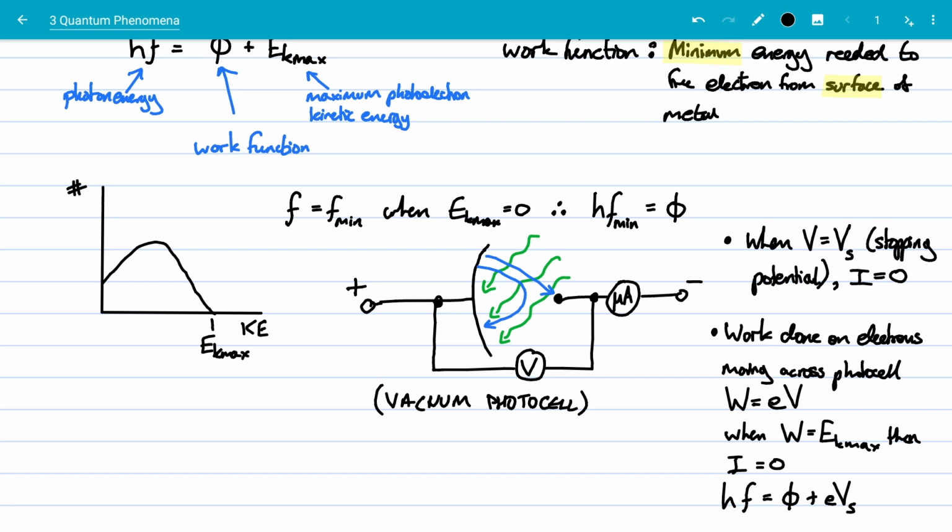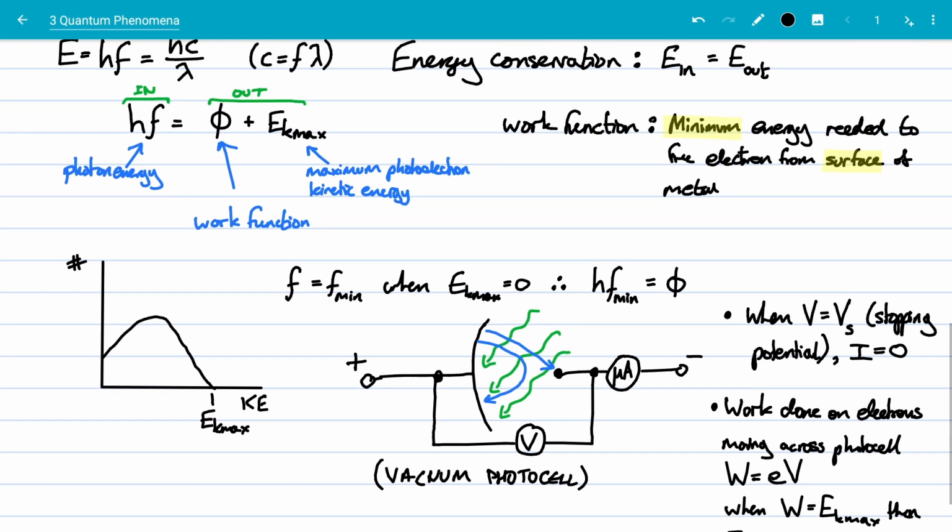Just like that. And now we can measure Vs for different f's, and from that determine what phi is equal to. So yes, the electrons manage to escape, but they are not necessarily going to get across to the other side of the photocell.